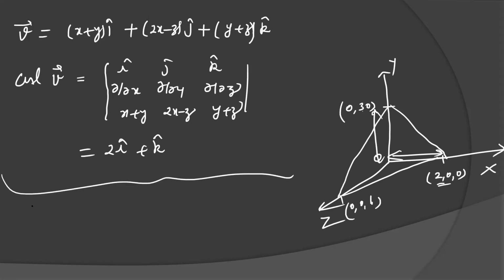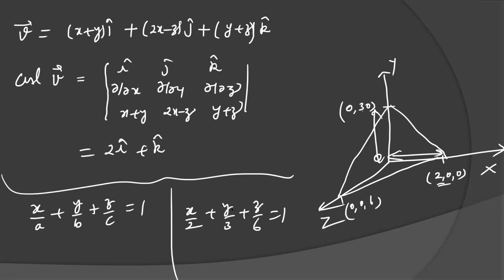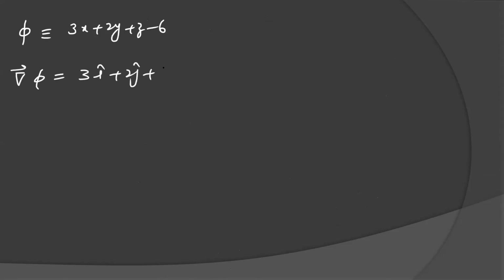So the intercept form of the plane is x over a plus y over b plus z over c equal to 1. So the equation of the plane will be x by 2 plus y by 3 plus z by 6 equal to 1. This is actually a plane in 3D, or you can say a triangle in 3 dimensions. If you take the LCM, this equation is 3x plus 2y plus z equal to 6. This curve is given like this. The plane is given like this. So we will consider phi as 3x plus 2y plus z minus 6. Now what will be del phi? It will be 3i plus 2j plus k cap.